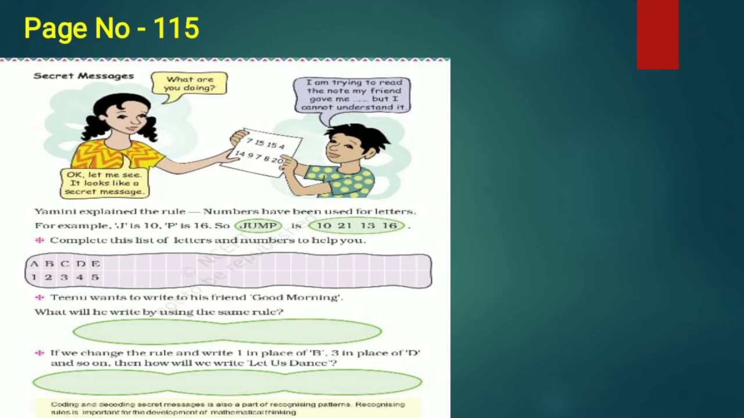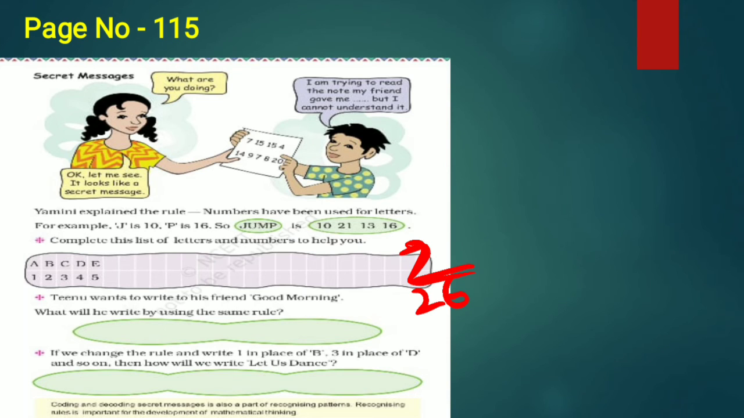Now Yamini explained the rule. Numbers have been used for letters. For example, J is 10, P is 16. So JUMP is: J is 10, U is 21, M is 13 and P is 16. Complete this list of letters and numbers to help you. First you should complete from A to Z. Here it is 1 and it goes up to 26. This is Z. You should complete up to 26.